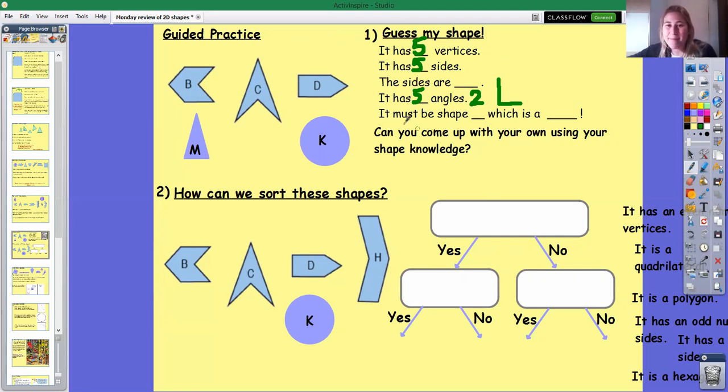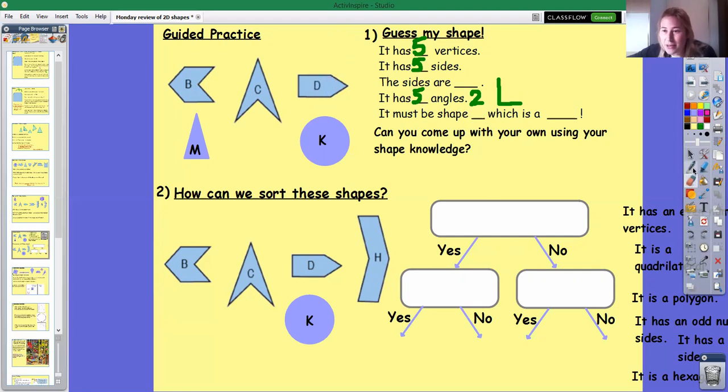So can you fill it in? It must be shape D, which is a pentagon. We could even call it an irregular pentagon. Okay, can you come up with some of your own guess my shape statements? Could you play this game with somebody in your house now? It would be a good one to play with a younger or an older brother or sister.